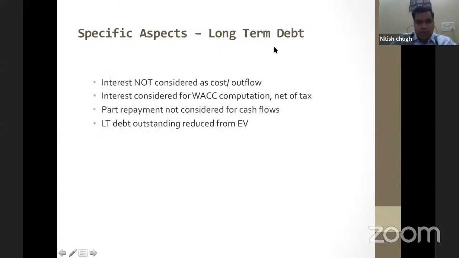So relating to long-term debt, interest is not considered as cash cost or outflow because we are taking EBITDA only. Interest is not considered, and cost of debt is considered for the purpose of WACC computation net of tax. That is why we are reducing the long-term debt as on day one. Part payment of the long-term debt is not considered for cash flows, and long-term debt outstanding as on day one is reduced from enterprise value, right?